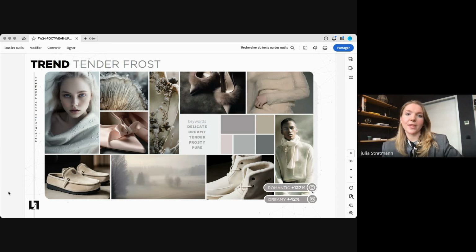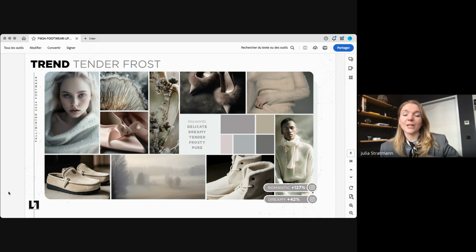So the first theme that we have AI generated for footwear is called Tender Frost. And this theme is an ode to, let's say, the delicate beauty that is inherent in our human vulnerability and the strength that arises from acknowledging this fragility. So within this concept, our own human sensitivity translates into footwear that embodies a sense of grace and sophistication.